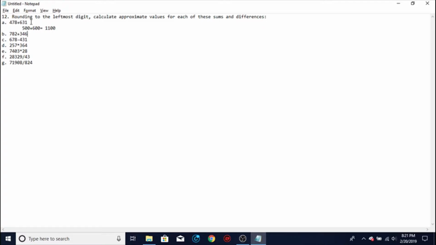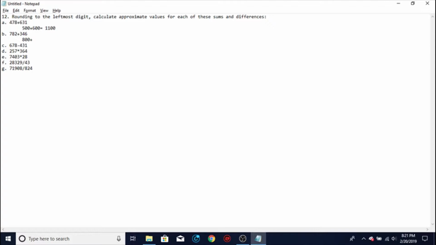Now, B is much the same way. As soon as you get this down, all these should be fairly simple. The leftmost digit of the first number is 7, and the digit right next to it is an 8, so you round up. 700 rounded up would be 800.